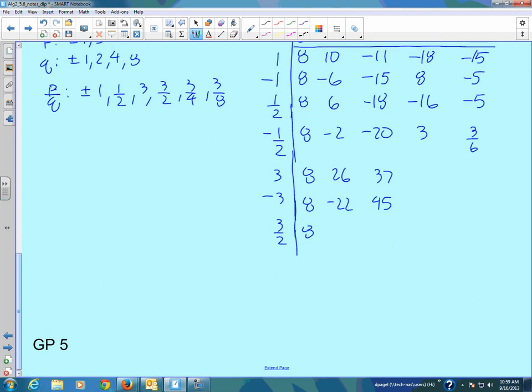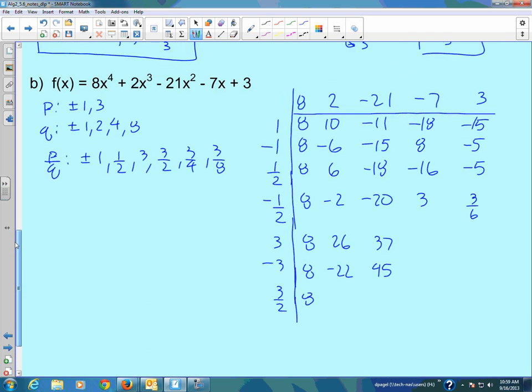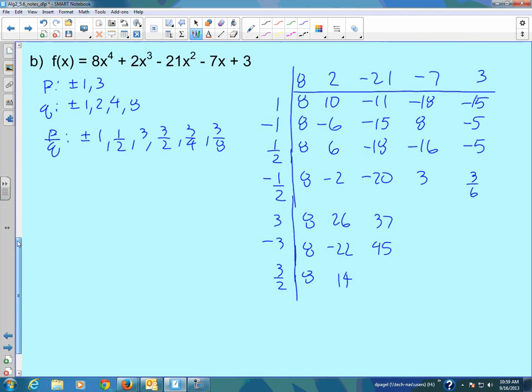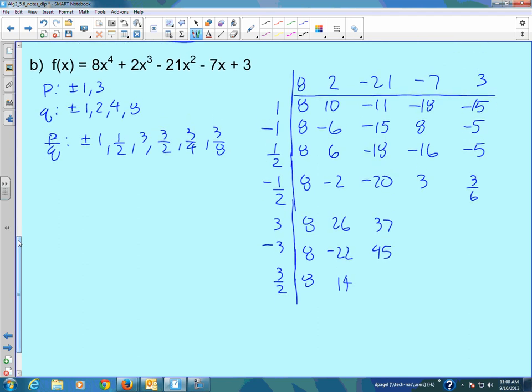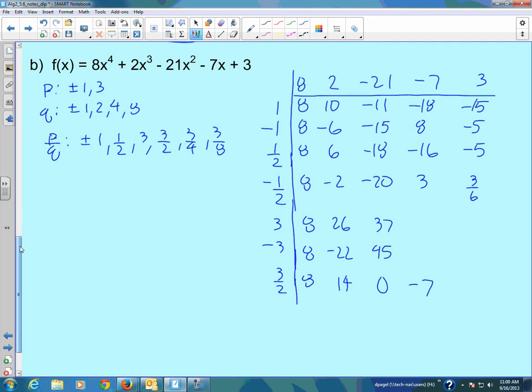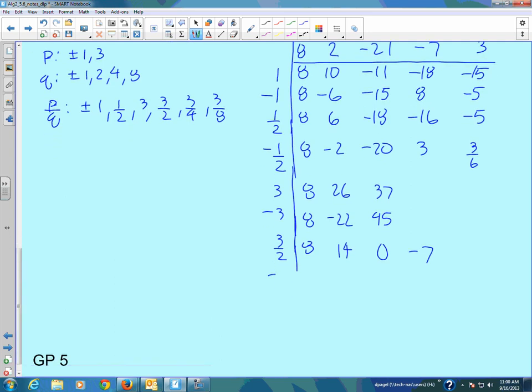8. 3 halves of 8 is 12. 12 and 2 is 14. 3 halves of 14 is 21. 21 minus 21 is 0. And then 0 minus 7 is negative 7. Negative 21 halves. Nope.